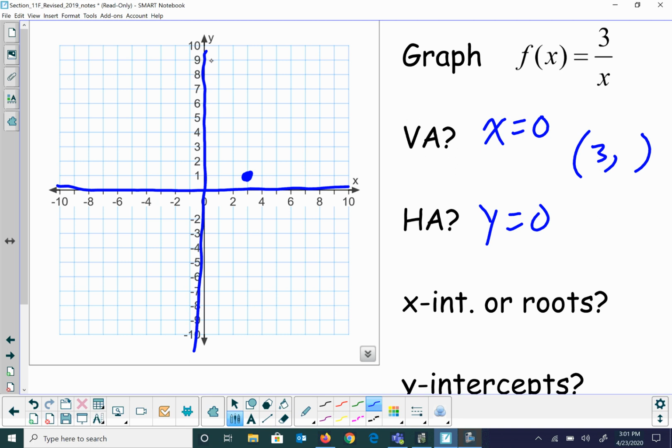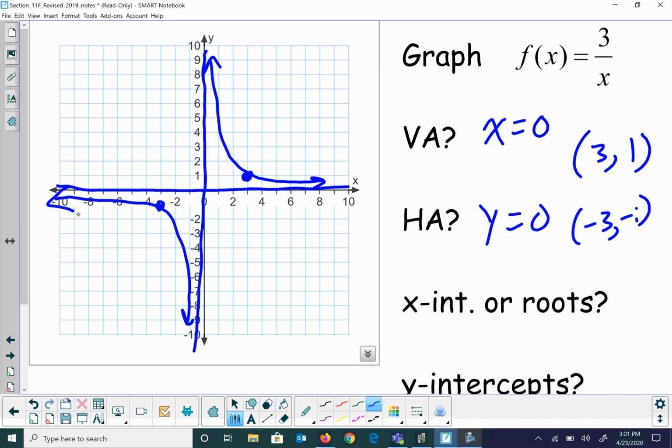happens about right there. So this graph does this, and still it looks the same, and we're just identifying that one point. And then if I were to plug in, say, -3, 3 over -3 is -1, and so I get -3, -1, so that would be down here. So again, we have our branches to our graph.